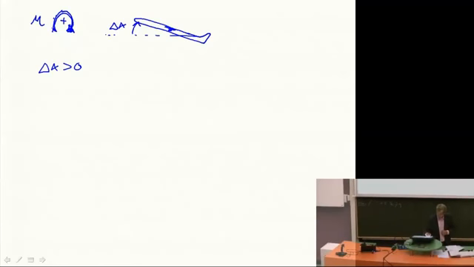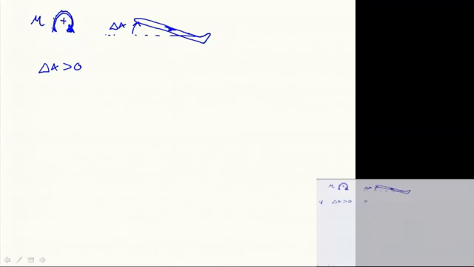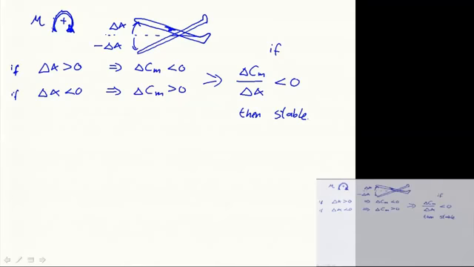So if delta alpha is larger than 0, then we want a change of the pitching moment smaller than 0. And the other way around, if the change of angle of attack is smaller than 0, plane moves down. What kind of moment do we want then? Positive or negative? Positive, larger than 0. In other words, we could say that the change of the pitching moment divided by the change of the angle of attack has to be smaller than 0 for a stable aircraft. So if delta Cm divided by delta alpha is smaller than 0, then we have a stable aircraft.